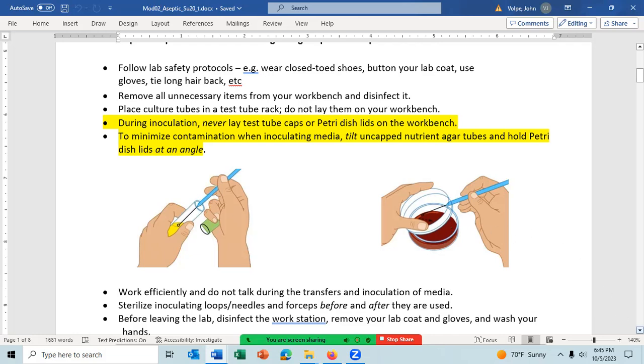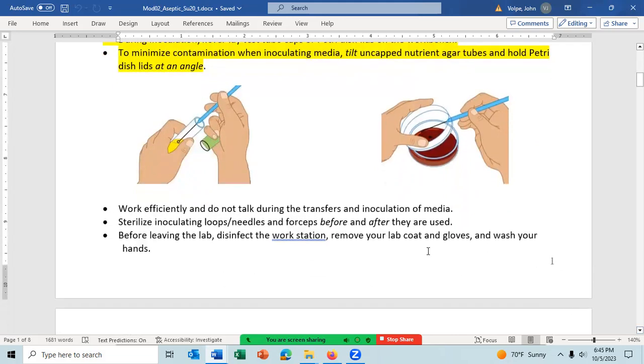Okay, it goes without saying. Do not talk or sing or anything like that while you're transferring, inoculating a tube or a plate. And if you feel like you're going to sneeze, you should cover the plate or the tube before you sneeze or before you cough. And obviously, if you do sneeze on your plate, you should probably just throw it away and go get another plate.